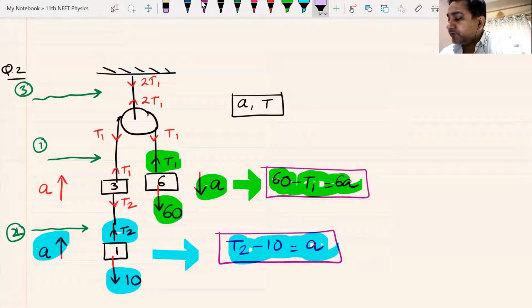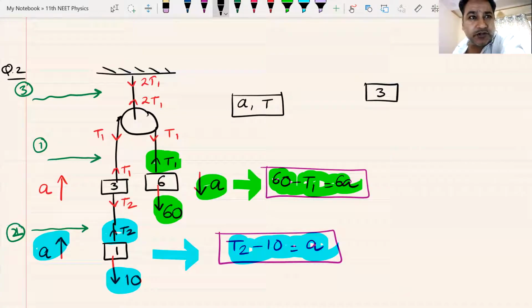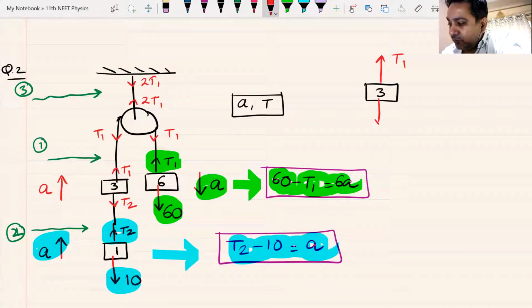Now comes the third one. Since the block number 3 is in between, I'll take it and draw the free body diagram again here separately so that I don't get confused. T1 is here upwards, T2 is here downwards. As you can see, T1 is upwards, T2 is downwards. There is one more force, which is gravity, downwards, which is 30.